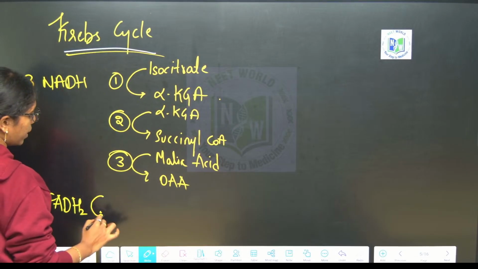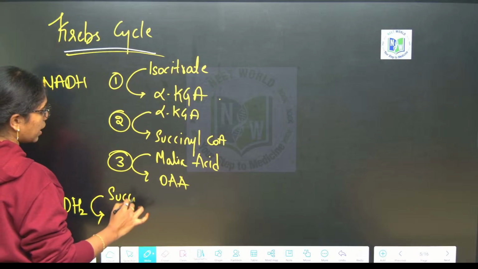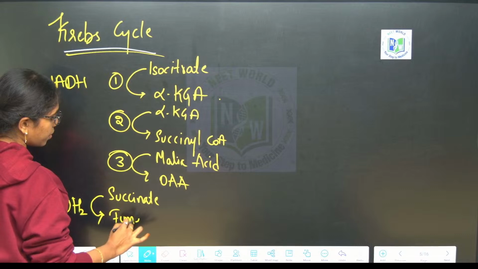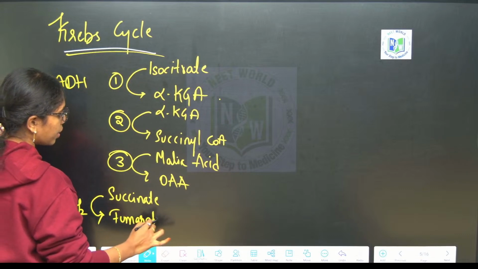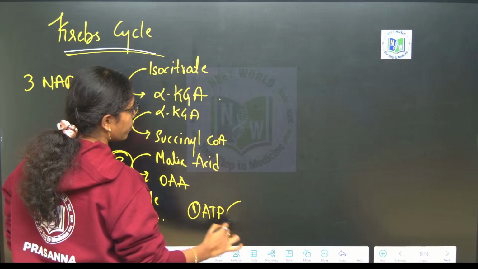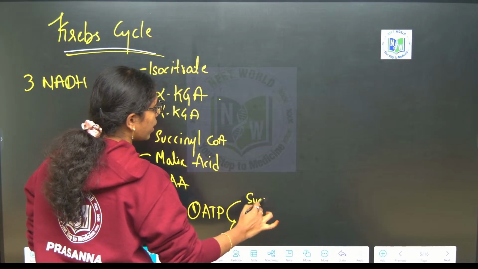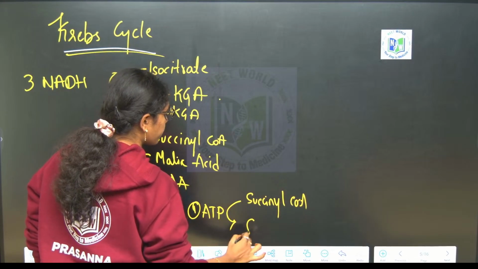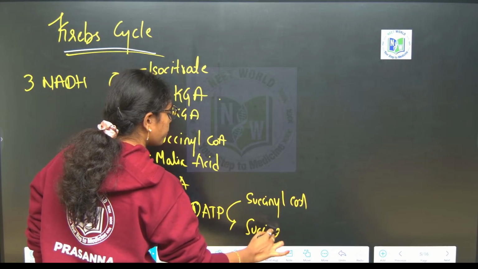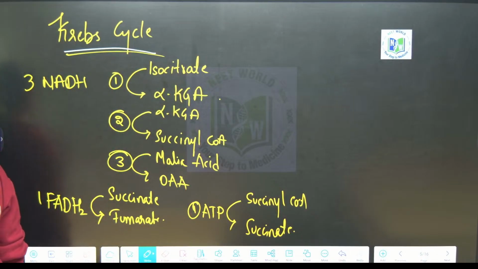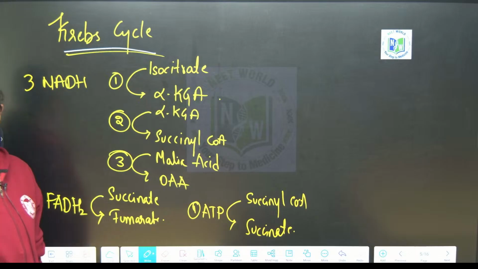Succinate to fumarate, very good, succinate to fumarate. At one point ATP is released, succinyl CoA to succinate. So, these are the major points and steps that you have to remember. Okay, energetics are very important.